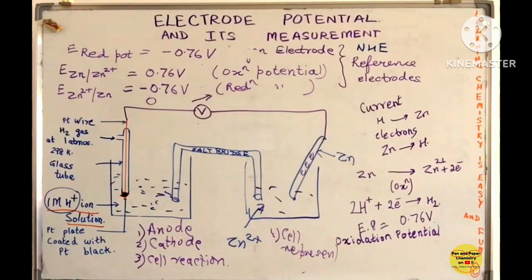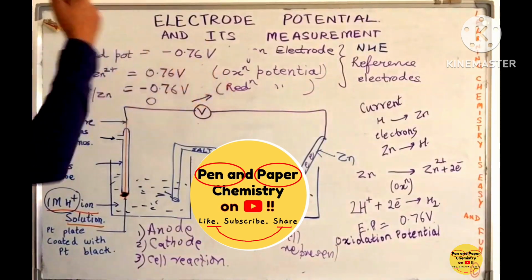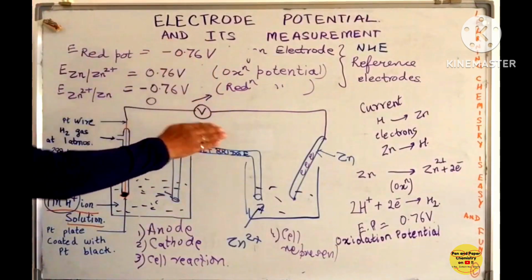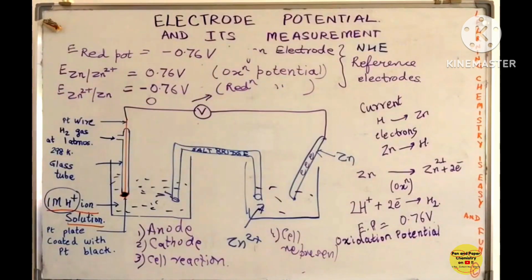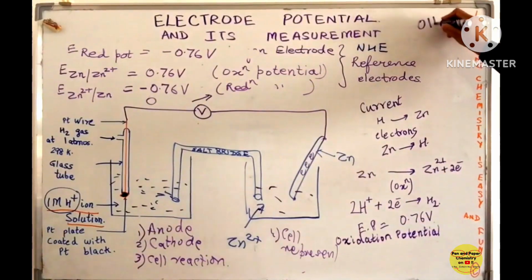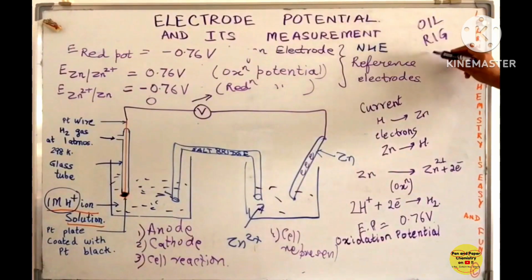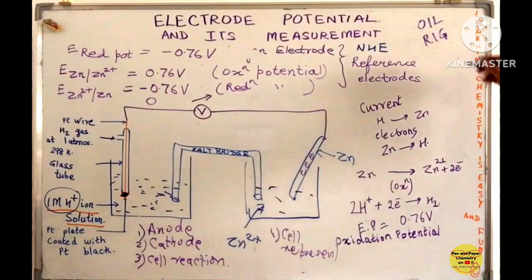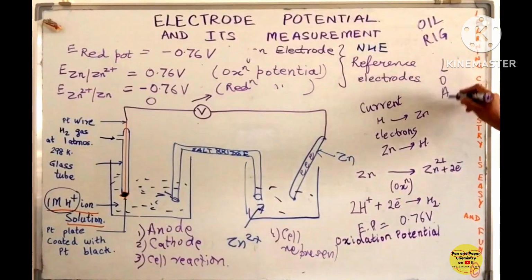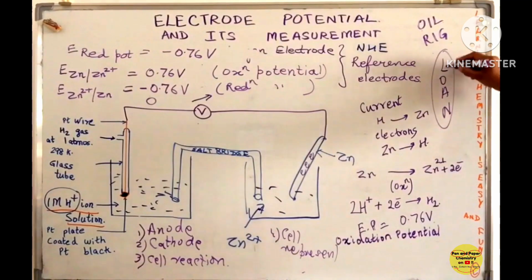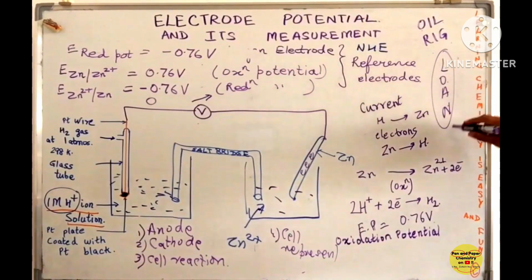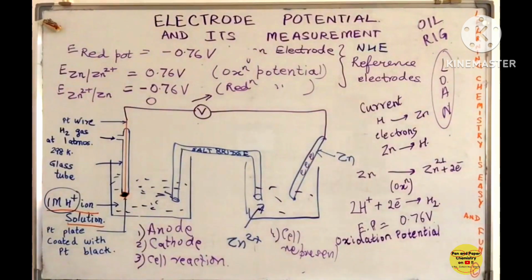Once the fundamentals are cleared: oxidation potential, tendency to get oxidized; reduction potential, tendency to get reduced. And I had also given you the short forms, OIL RIG. Yes, oxidation is loss and reduction is gain of electrons. I had also given you LOAN: left hand side oxidation, anode negative. Left hand side, not of the diagram that we have drawn, but left hand side in the cell representation.